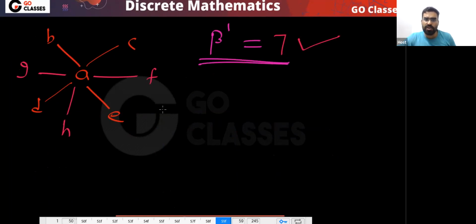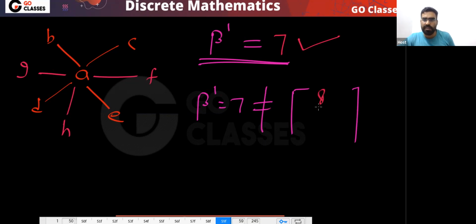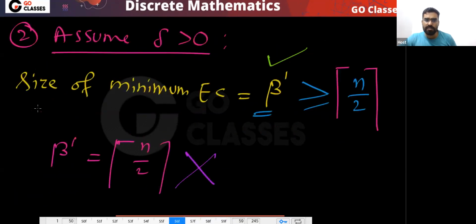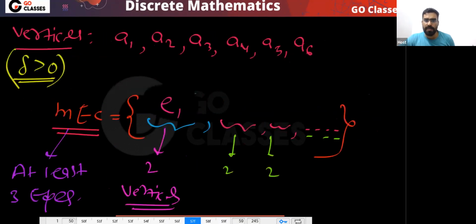In this question, you can notice you have to take all the edges. So beta dash is equal to 7, and this is not equal to how many vertices you have. We have 8 vertices in total. 8 divided by 2. So beta dash is not equal to 8 divided by 2. Is this clear? So basically, the edge cover should be greater than this, meaning minimum these many edges you need.